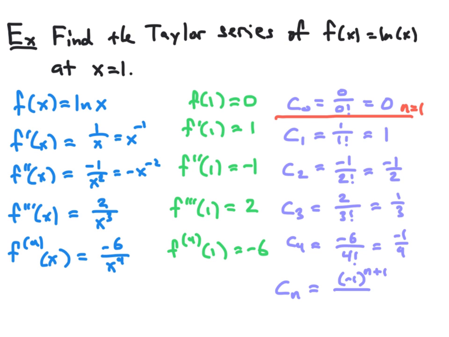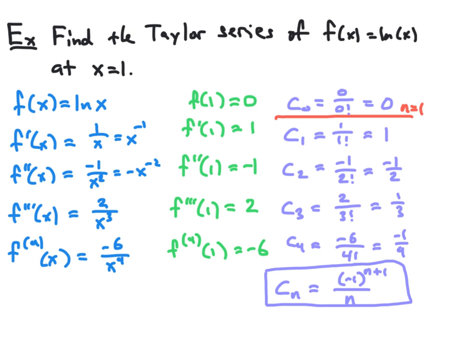In each of the denominators, notice that the denominator is simply the subscript on the coefficient. So 1/3 is the value of c sub 3, negative 1/4 is the value of c sub 4, and negative 1 to the n plus 1 over n will be the value of c sub n. Now we have a formula that gives us all of our coefficients for our entire Taylor series.